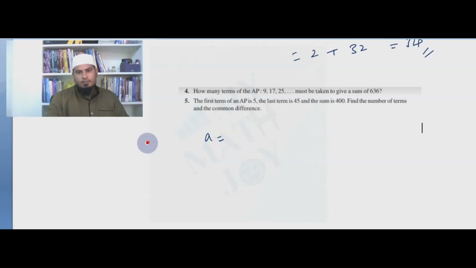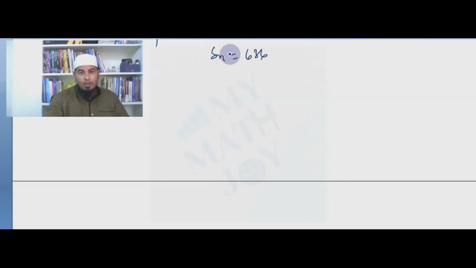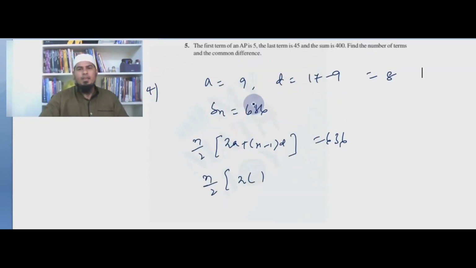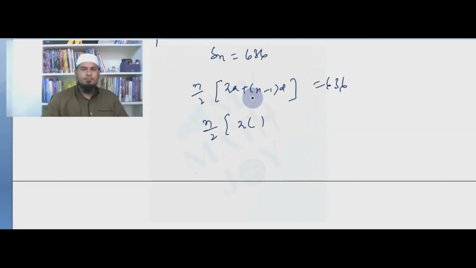This is the fourth answer. A is 9, D is 17 minus 9, exactly 8. Sn is given as 636. It says the sum must be 636. How many terms must we take? We don't know n. So let us go by the formula: n by 2 into 2a plus n minus 1 into d is equal to 636. n is how much? We don't know. That is why the quadratic equation is waiting for us. A is 9 and D is 8.